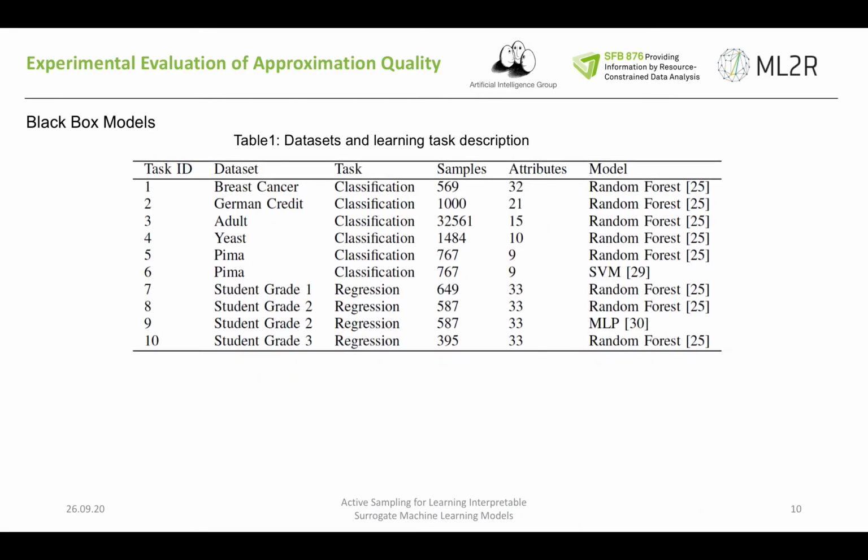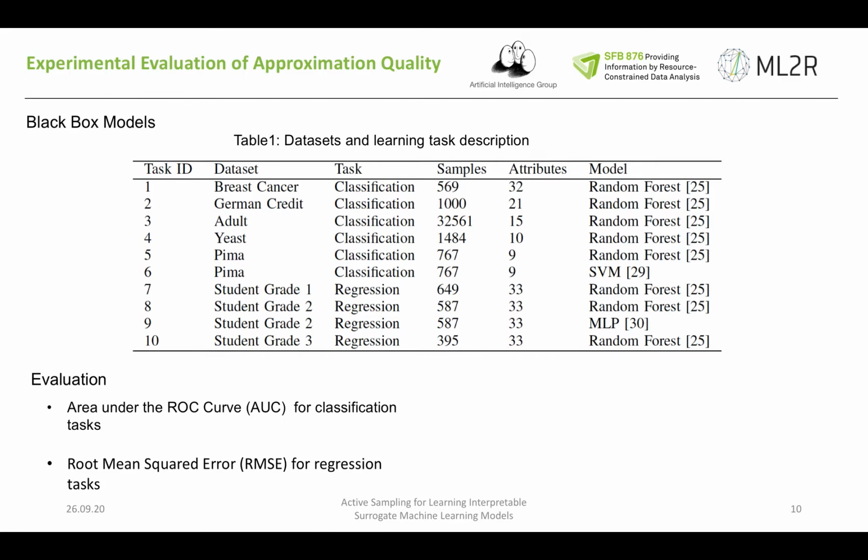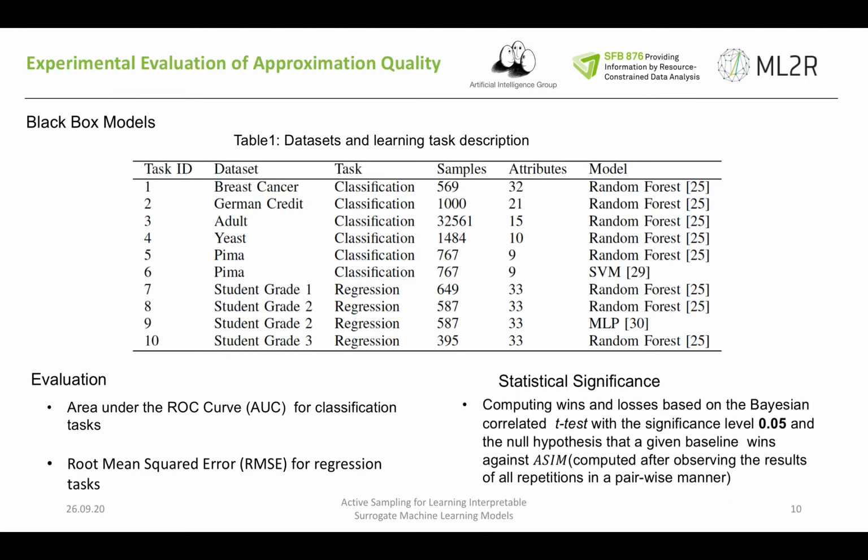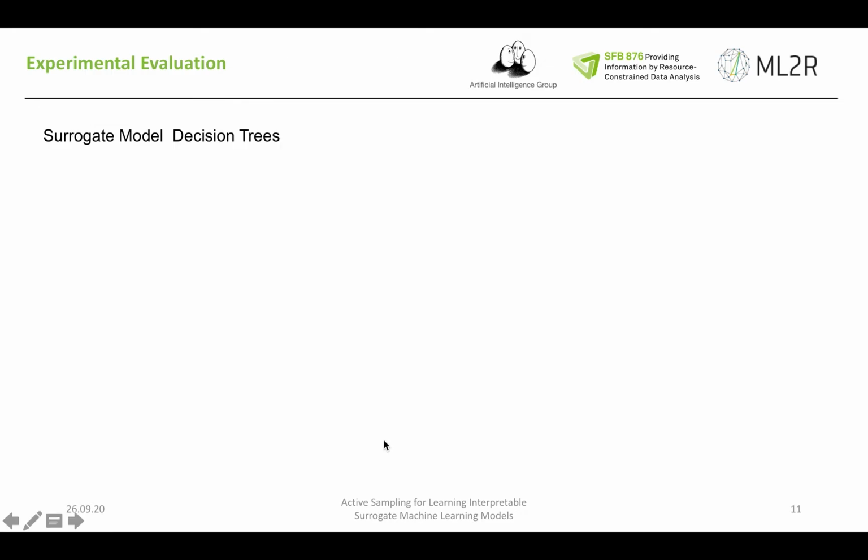We evaluated the approximation quality of our method using 10 benchmark datasets ranging from classification to regression tasks, with 3 types of black box model, namely random forest, support vector machine, and multi-layer perceptron. For the evaluation of the quality of the approximation, we used the area under the curve for classification tasks and the root mean square error for regression. We also computed the statistical significance of the results by computing the wins and losses based on the Bayesian correlated t-test, with the null hypothesis that a given baseline wins against our approach.